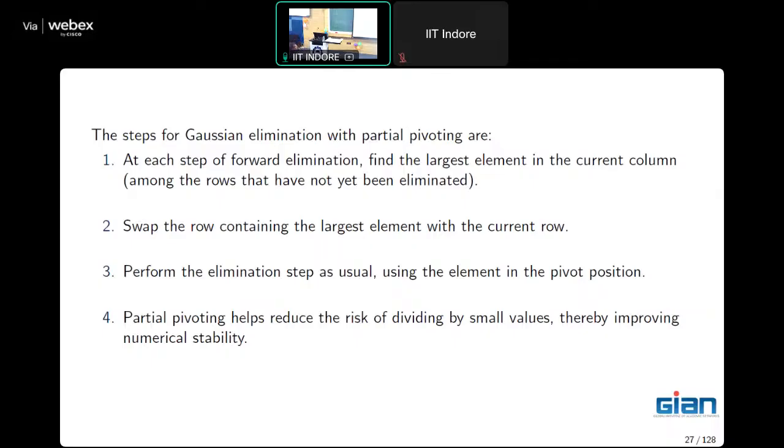The steps for Gaussian elimination with partial pivoting are: at each step of the forward elimination, find the largest element in the current column among the rows that have not been eliminated, and swap the rows. Partial pivoting helps to reduce the risk of dividing by small values, thereby improving the numerical stability. In this way you can improve your numerical stability.